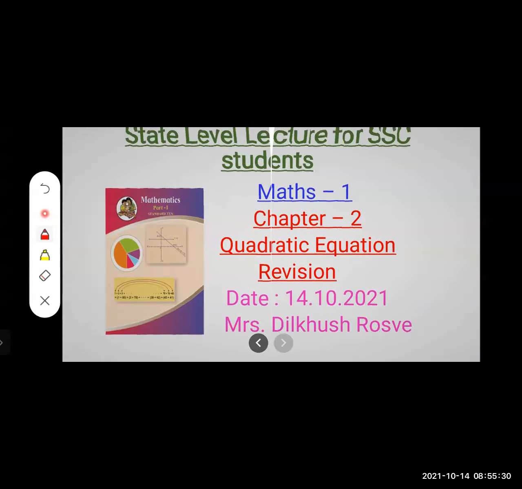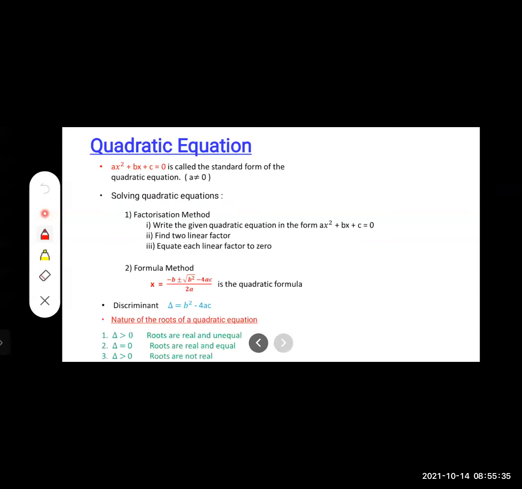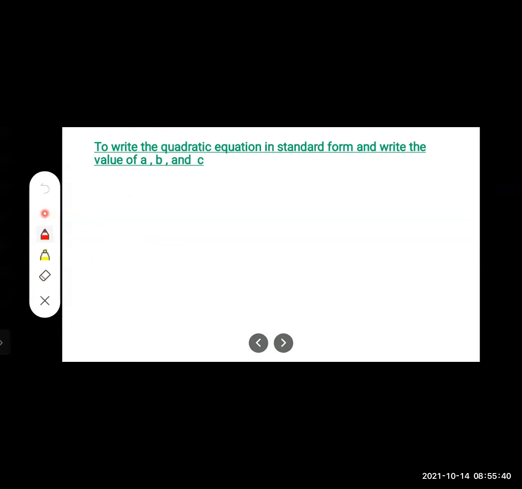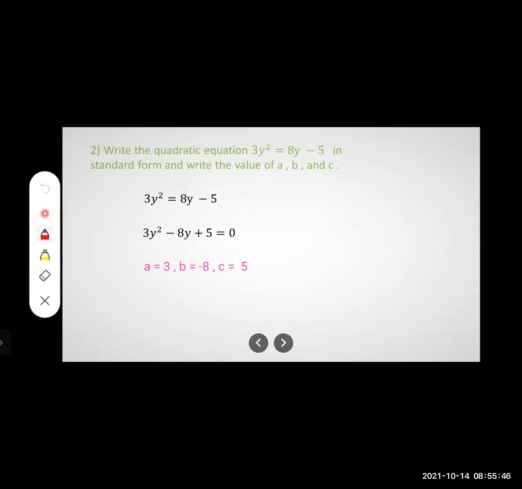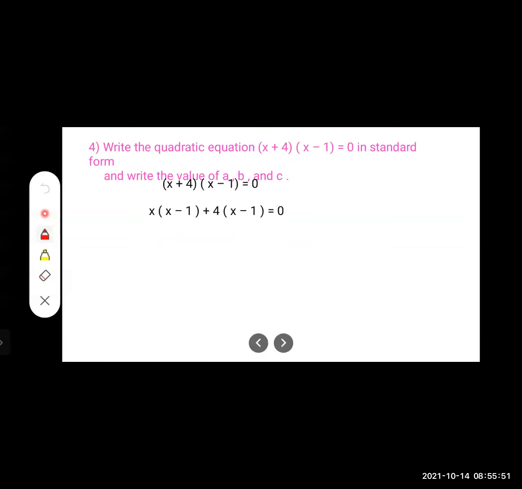So yesterday, we saw how to find the A value, B value, C value from the given quadratic equation. And what else we saw? Yes, this also we learned. And third one, this fourth sum also we learned. This one, x plus 4 and x minus 1, when they give in this way, how to convert into standard form and how to find ABC, that also we learned yesterday.